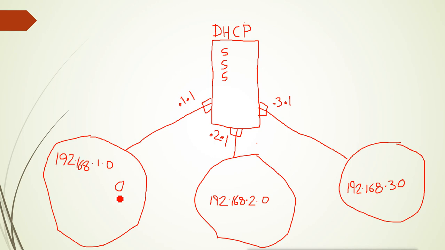Only it knows about its own MAC address. So when it sends the request to the DHCP server, how does the DHCP server know which scope IP it should give to this client? Now this is decided based on the request receiving port.